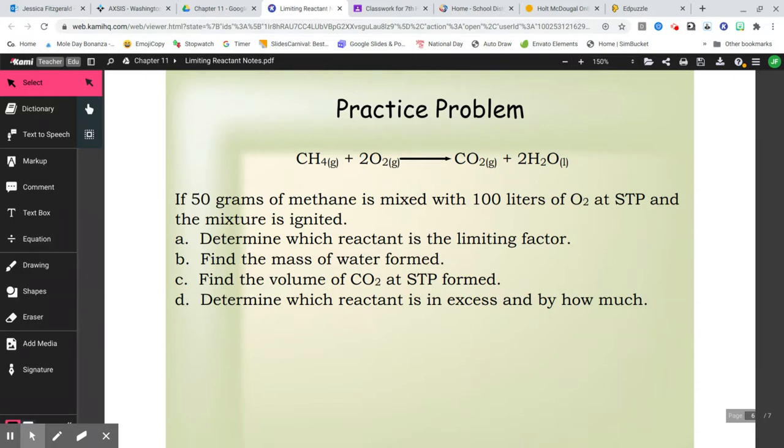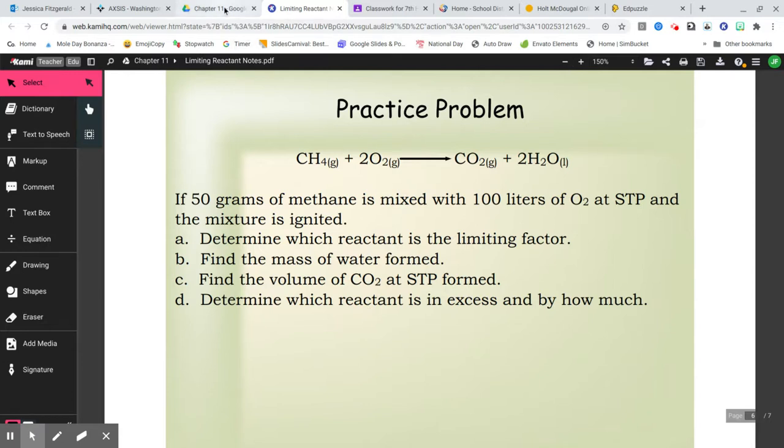So we are going to look at our balanced equation. We're working with methane, and we're given 50 grams of methane, and we have 100 liters of oxygen at STP, and we're going to ignite it, and we're going to make carbon dioxide and water vapor. So first thing we want to do is determine which reactant is the limiting reactant, and then we'll find the mass of our 2 products. We'll find the mass of our water and the volume of our gas, and we're going to skip D for right now.